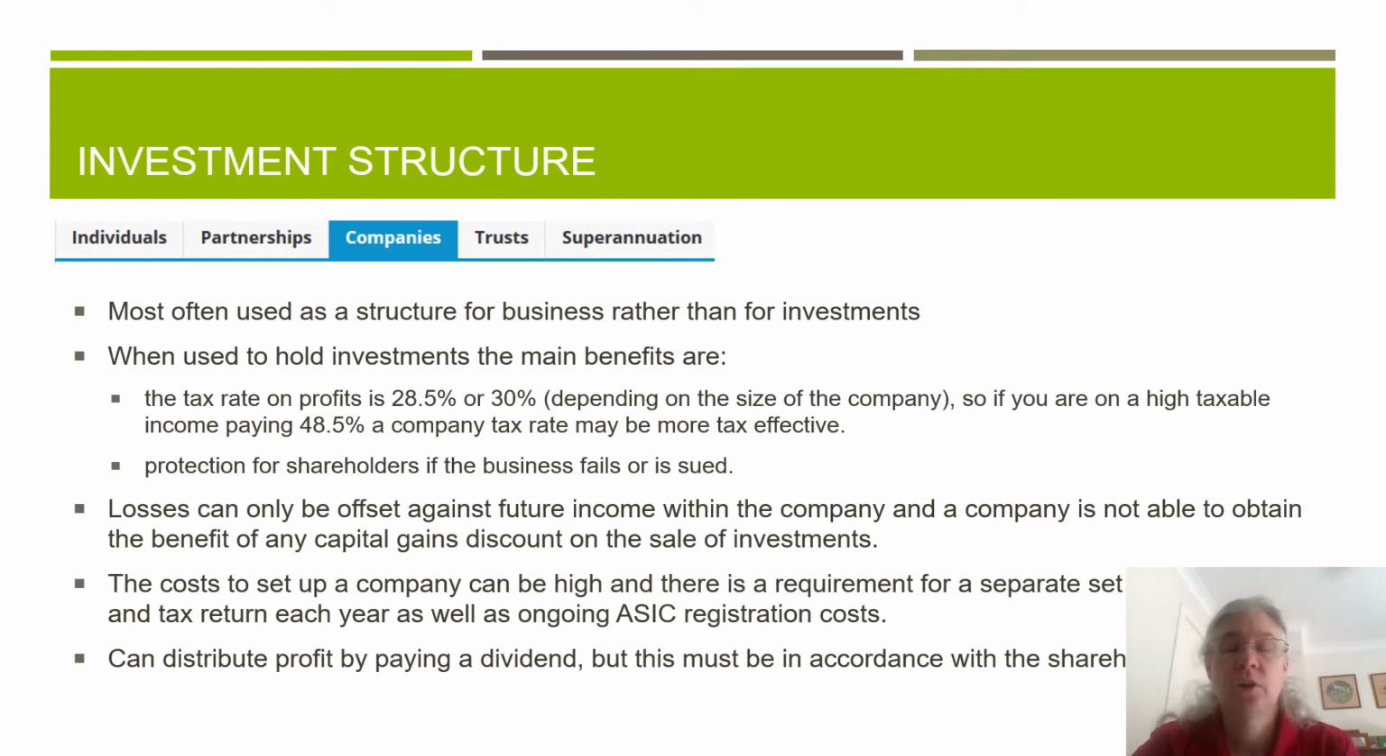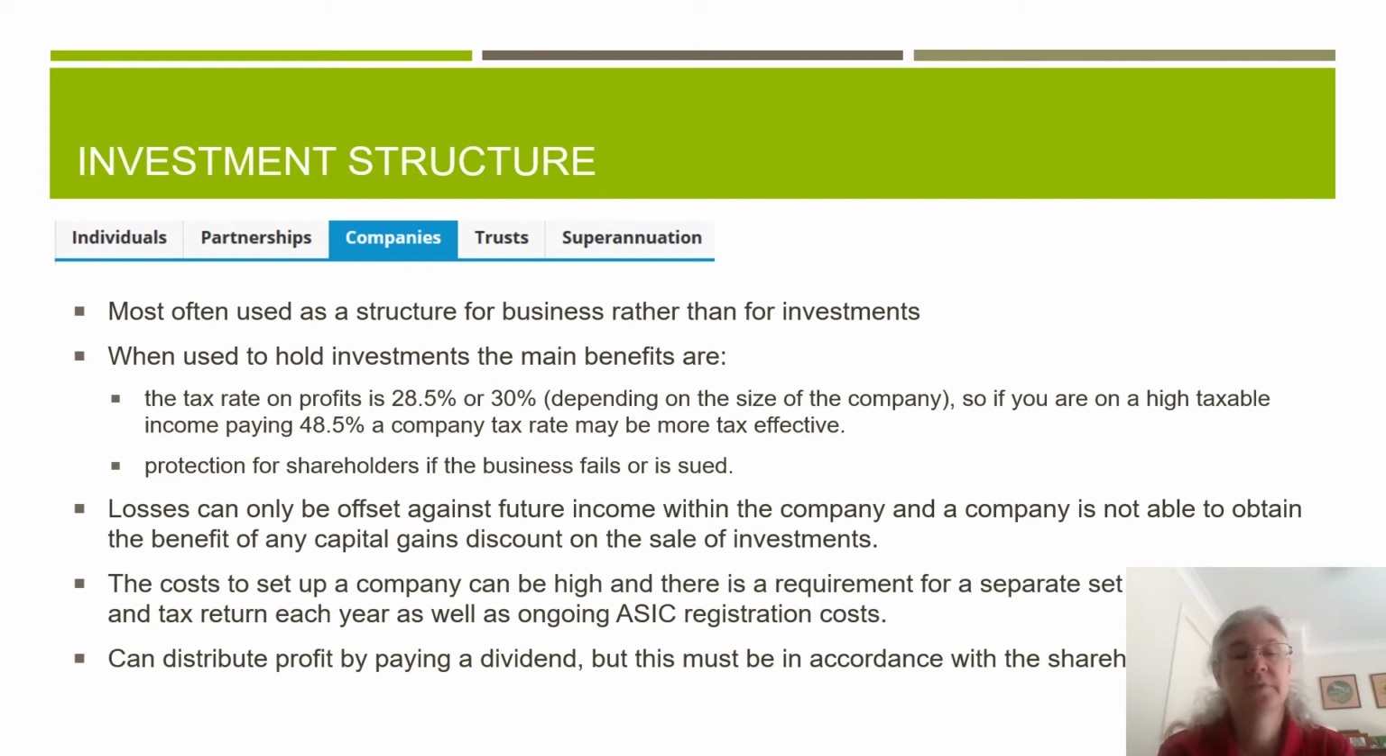This is a very common structure you would have heard of for business. You might not have heard of using it for investments. But when you're using it for investment, the main benefit is that the company tax rate is much lower than the high marginal rate. So if you're on the high marginal tax rate paying 48.5%, then the company tax rate, 28.5 or 30, depending on the size, would actually be more tax effective. It gives protection for shareholders if the business fails or is sued.